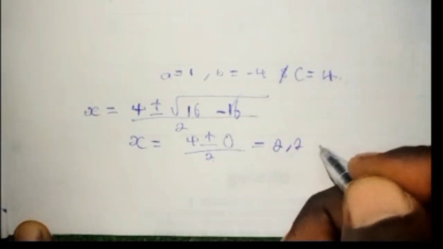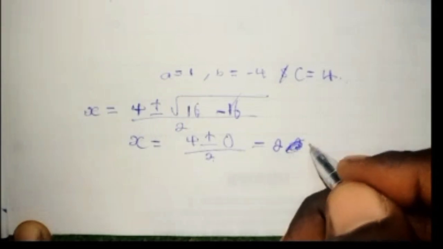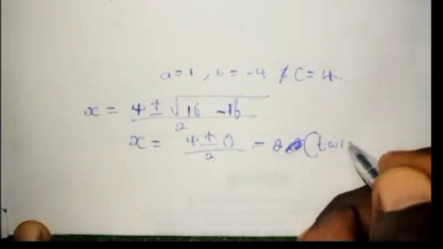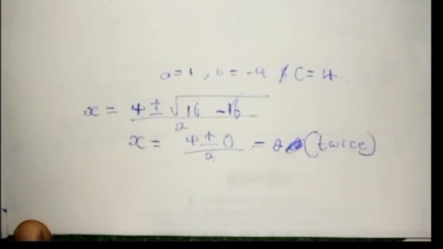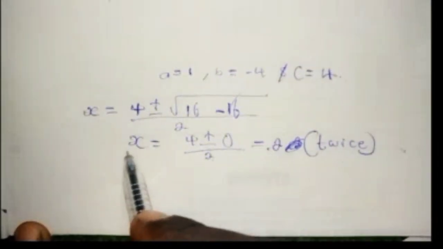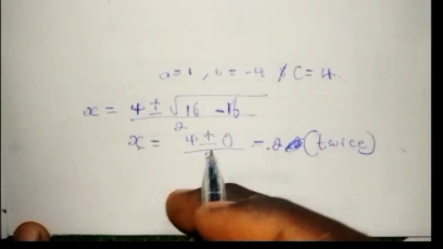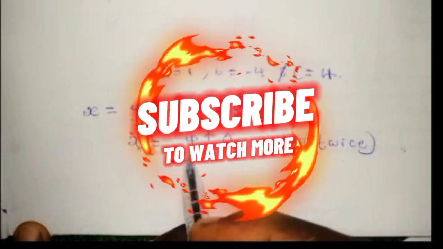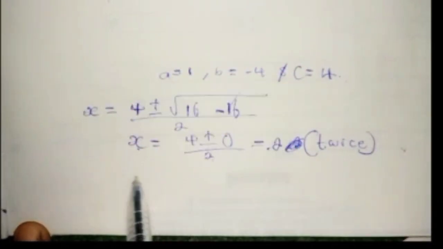So we have x is equal to 4 plus or minus, since if you subtract this it is 0, root of 0 is 0, divided by 2. Therefore our two values for x are 2 and 2.